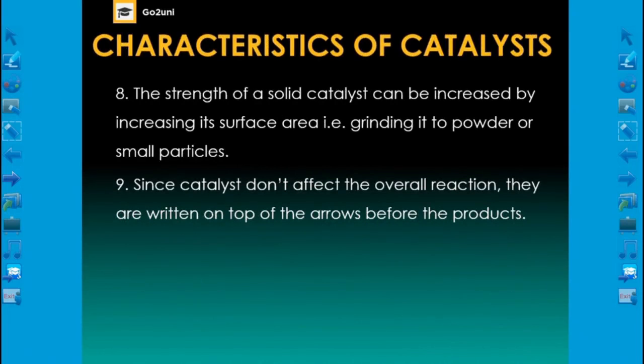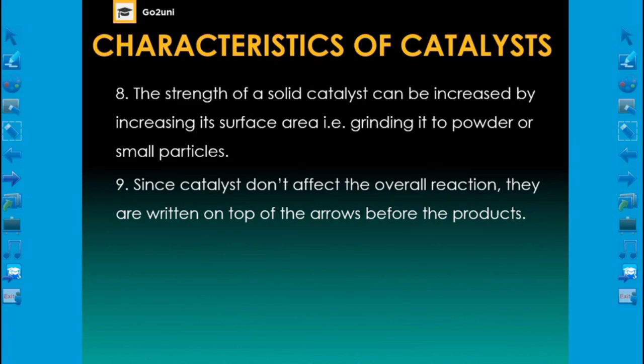No matter how small the quantity is, it will alter the reaction to some degree. Now, the strength of a solid catalyst can be increased by increasing its surface area. That is to say, catalysts in the solid state, when ground to powder, will act at a much faster rate compared to when they are still in their lump state. So when catalysts are ground, it increases the surface area for interacting with the reactants, thus bringing about products in a limited time.